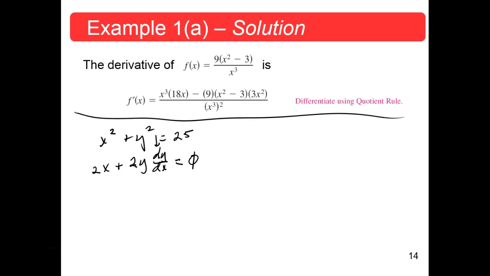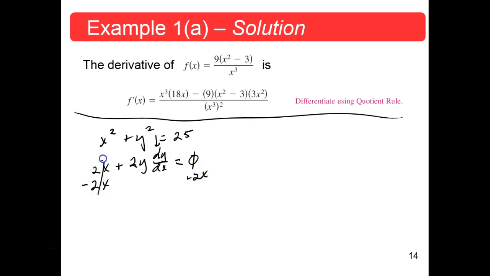Trying to isolate that dy/dx. Get it all by itself, everything else on the other side. So where would you start? Subtract 2x from both sides? Okay, sounds like a great idea.